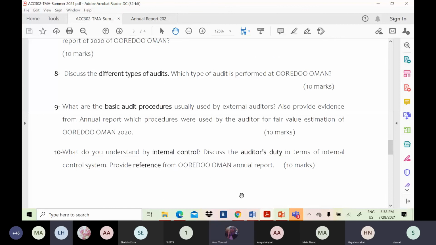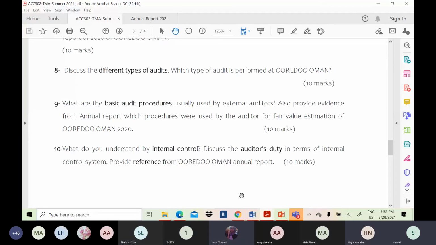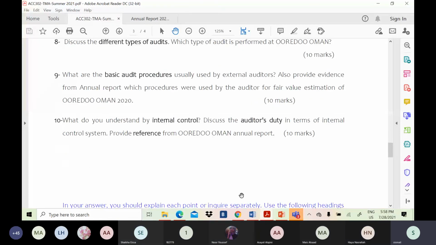Question number 9. 2 parts. Exactly. What are the audit procedures? This is the first part, and then provide evidence from Oredo Oman. The last question. How many parts? 3 parts. Exactly. The meaning of internal control, and then the auditor's duty, and then provide evidence.